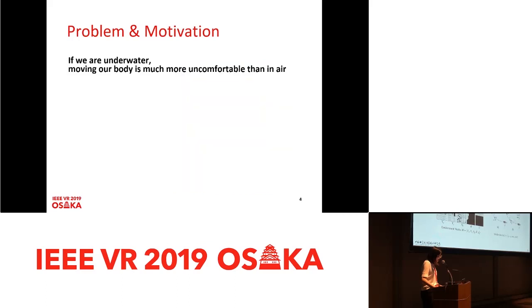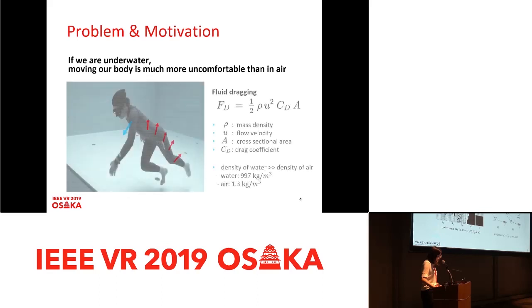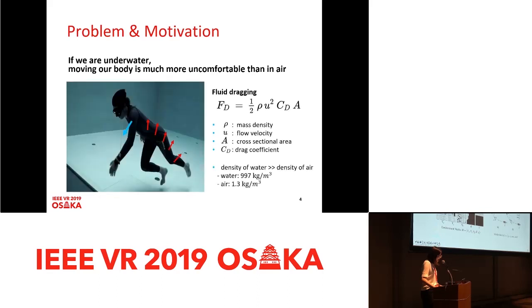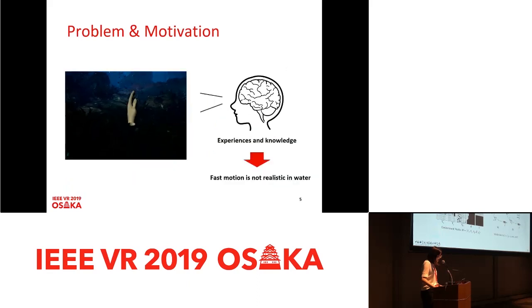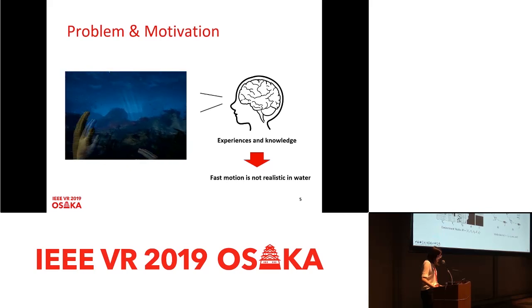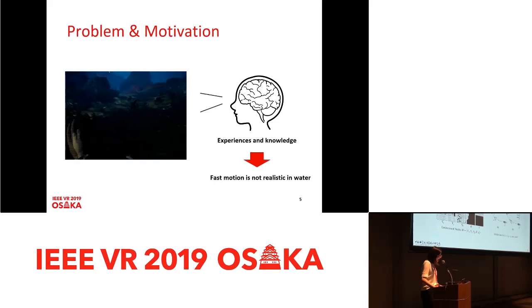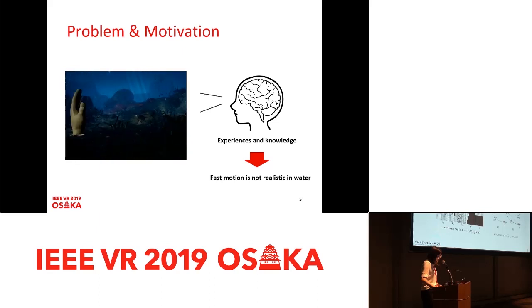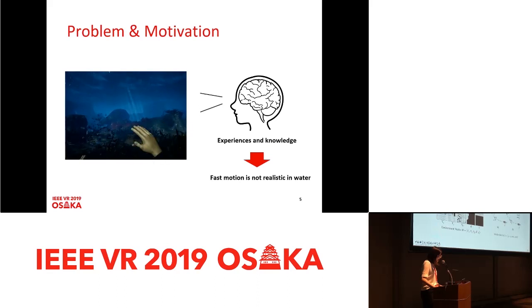If we are underwater, moving our body is much more uncomfortable than in air. It is because of fluid dragging, in other words, water resistance. The much bigger density of water makes bigger drag than air. Through our lifetime, we know this water resistance, and we can perceive this motion is not suitable for underwater situation.